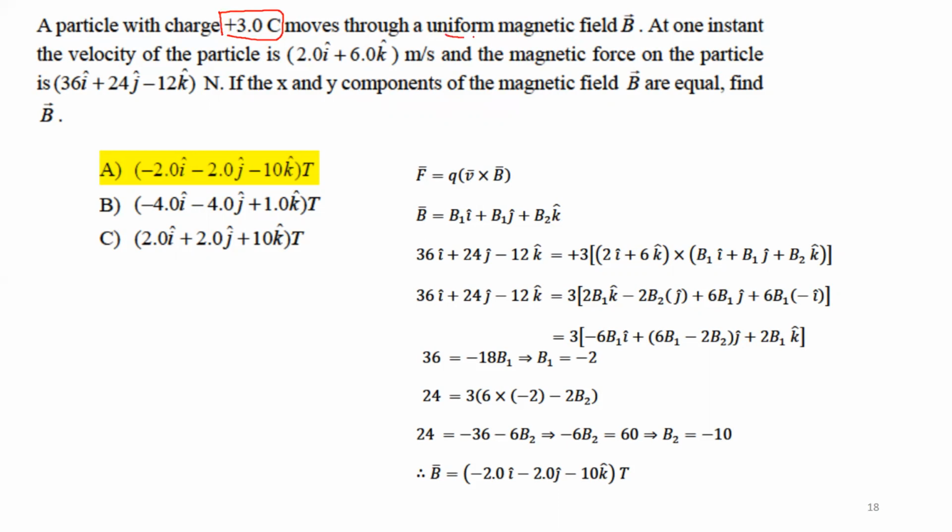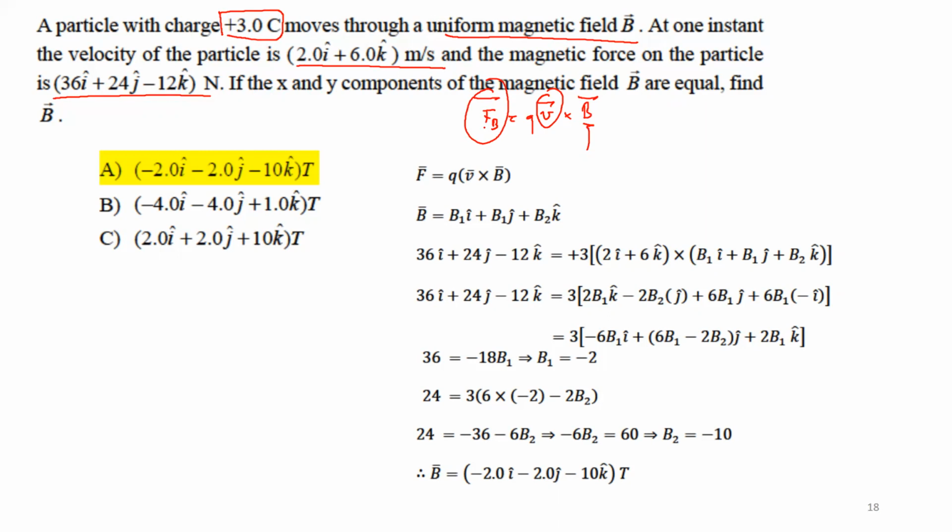It moves through a uniform magnetic field, but I did not give you B. I gave you the velocity, so this is the velocity. And I gave you the magnetic force. So basically here, F_B is Q V cross B. I give you this, I give you this. Now I'm asking you what is B. But here I said if the X and Y components of B are equal, find B.